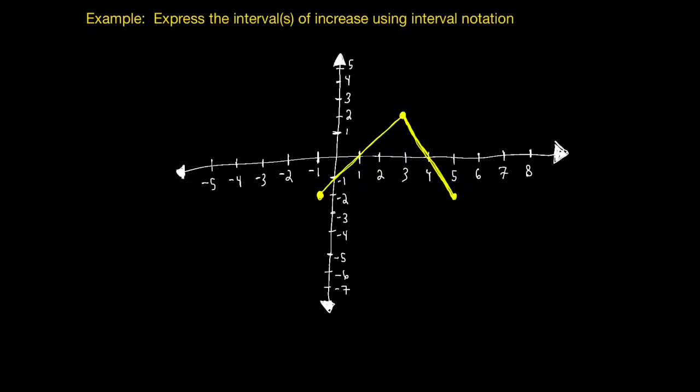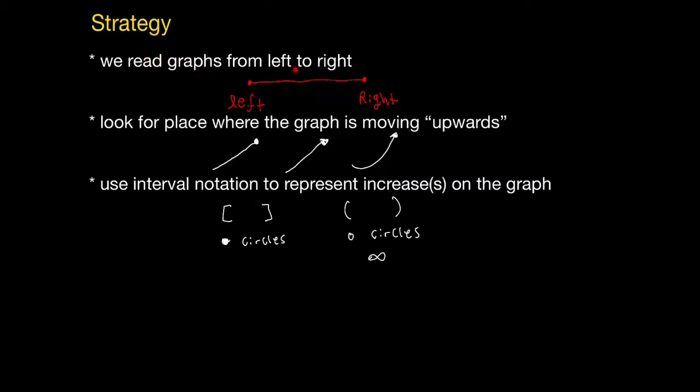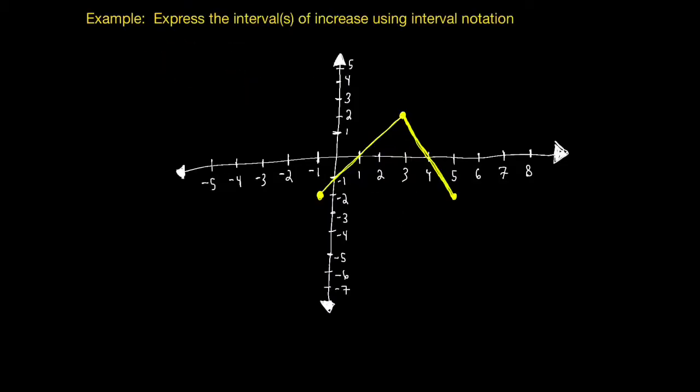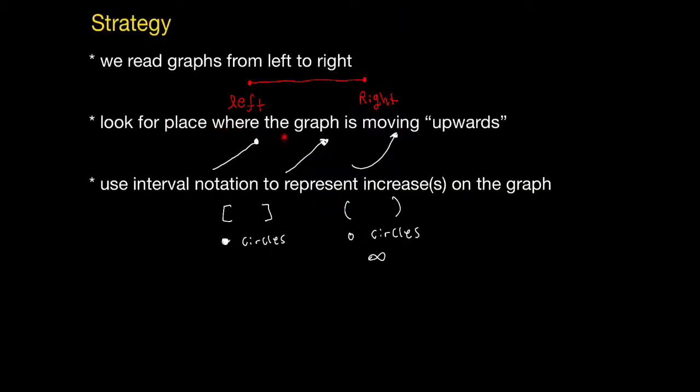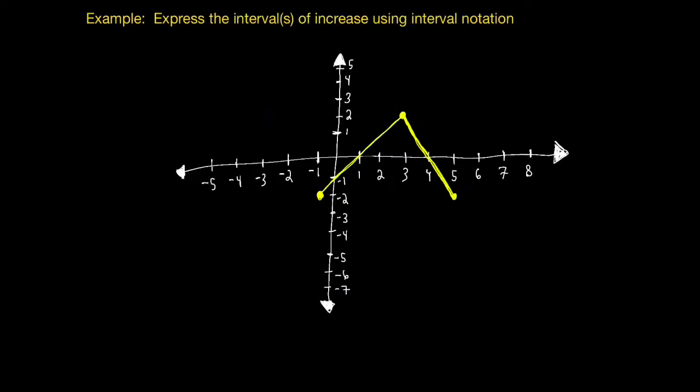So let's begin with this one. To remind you, we will begin by reading the graph from left to right. So let's begin scanning this. And then secondly, we want to look for places where the graph is moving upwards. As we begin to scan this graph, we immediately see an upward movement. And the upward movement ends right here at this break, because as soon as I begin scanning beyond this point, you can see that now the graph is moving downwards.